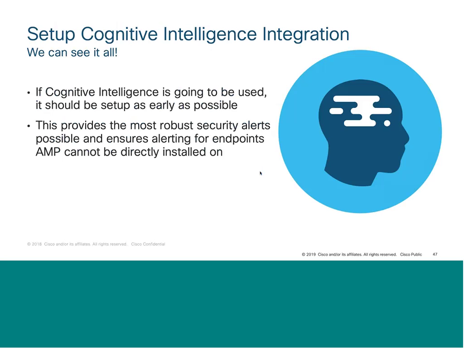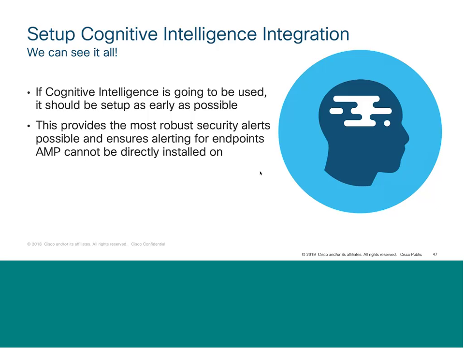Cognitive intelligence. If they have a proxy in their environment, highly likely that they do, and that proxy can export logs in W3C format, which is a pretty standard format, go ahead and have them set up cognitive intelligence integration prior to deploying the endpoint connectors. This helps us get a baseline for how their network functions. It ensures that as we deploy, if we start seeing malicious traffic during that initial deployment phase, that we can start addressing it, and it starts getting us alerts into the AMP for Endpoints console faster.